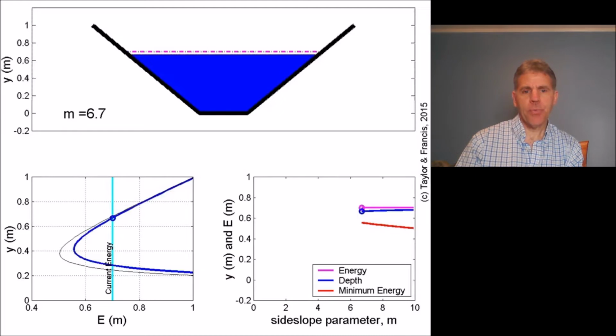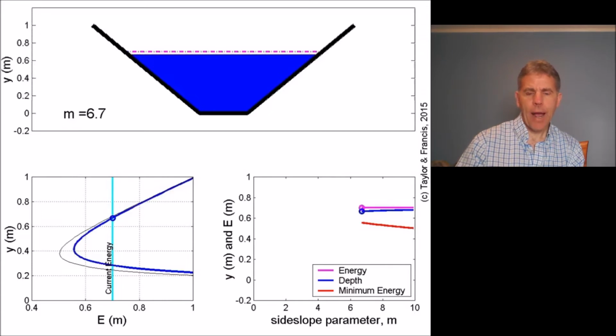Before we start the animation, first let's go over the different subfigures that you see on the screen. This upper figure is obviously a head-on or cross-sectional view of the channel. We see it at a moment when the side slope parameter is 6.7, meaning that the horizontal run is 6.7 units for every one vertical unit. And you'll see that as the evolution of the animation goes forward, that m gets smaller. Eventually, when m would equal 0, that would correspond to a rectangular channel.